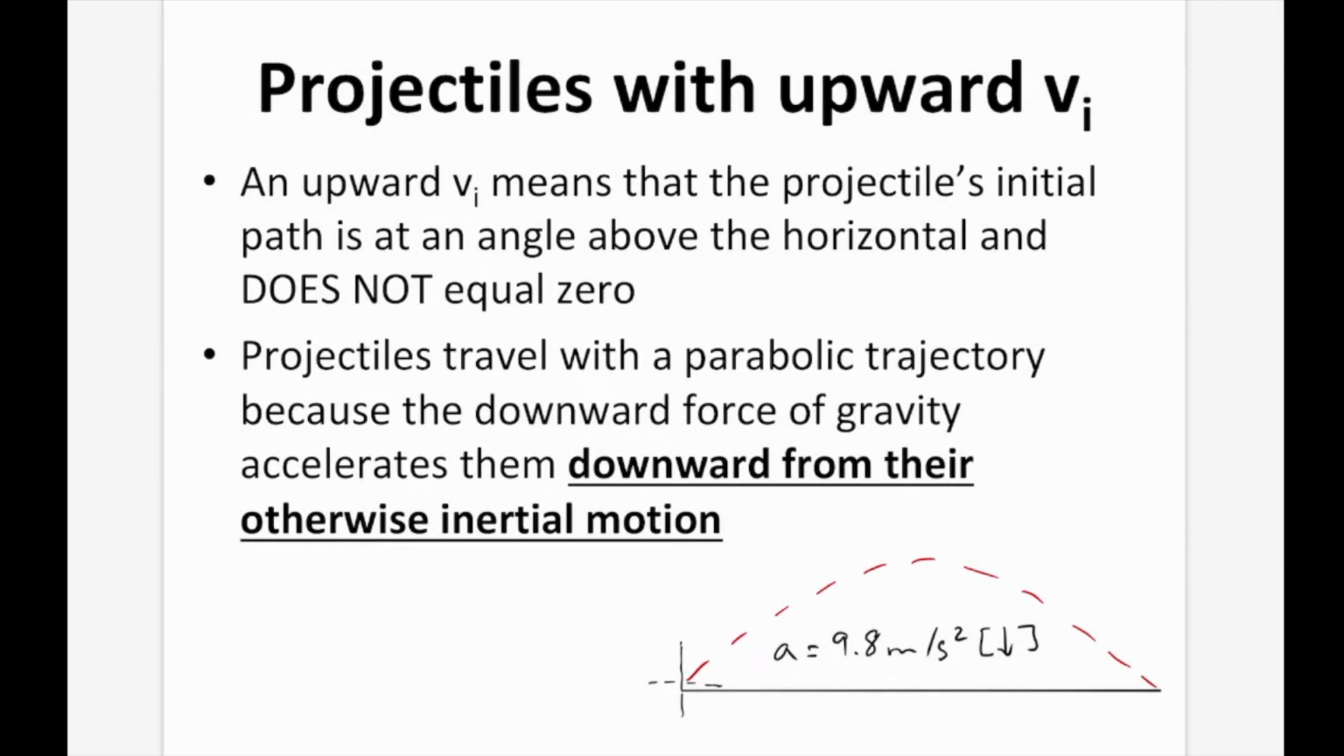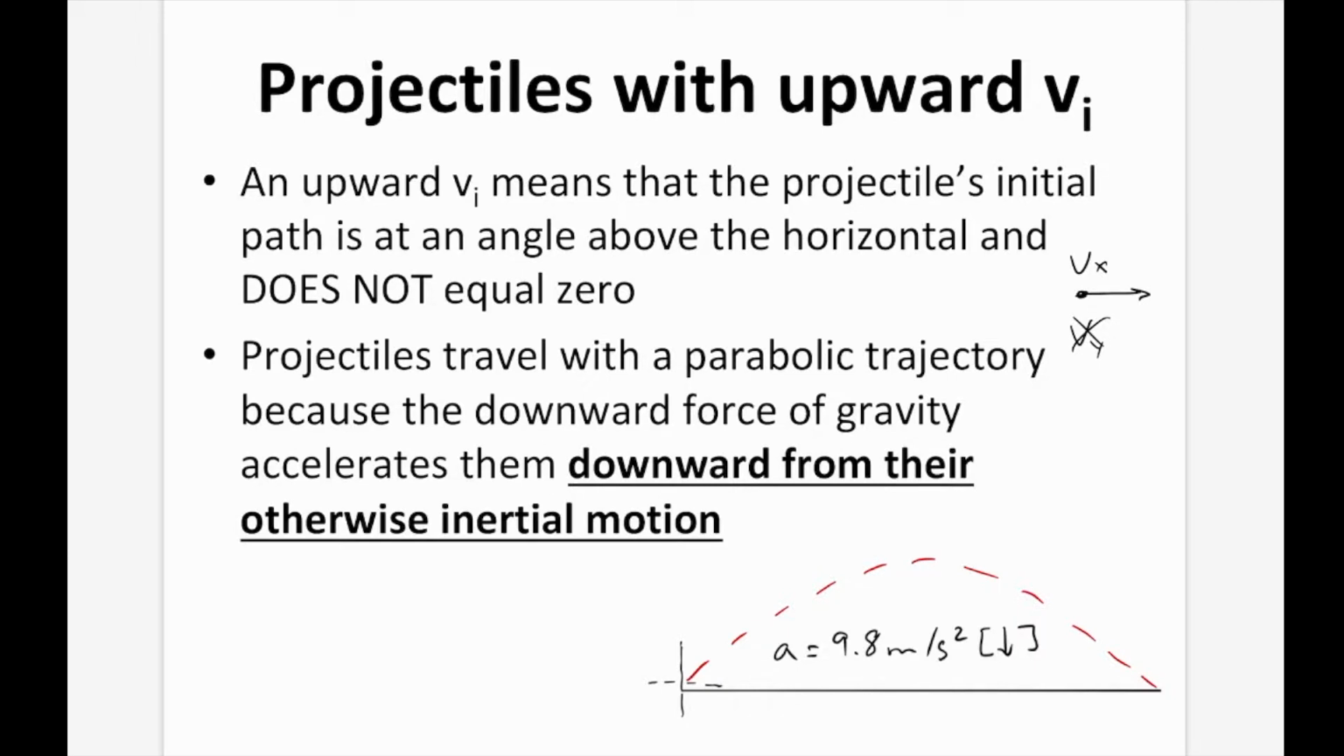Projectiles with upward VI. So we've talked about examples where our projectiles are just fired horizontally, and therefore when they do their path, they're not going at an angle, they're not starting with a vertical VI, it's just a horizontal one, a VX. So in this case we have a VX and there's no VY. But what we're going to be talking about now is projectiles with an upward VI.